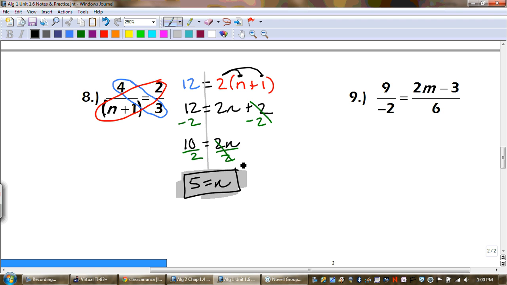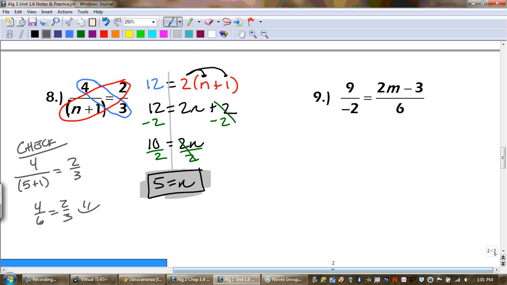Well, what we would do is plug it back in. So here's our check. We have 4 over 5 plus 1. And does that equal 2 over 3? Well, what's 5 plus 1? 5 plus 1 is 6. And does 4 over 6 equal 2 over 3? It does. Okay. All right, number 9.